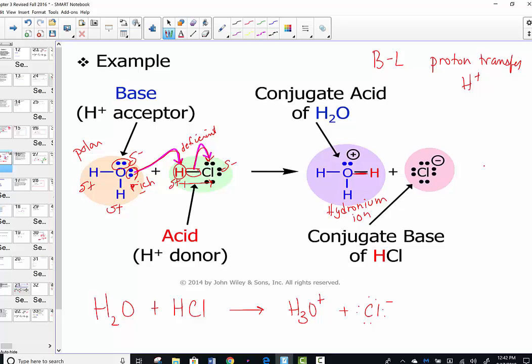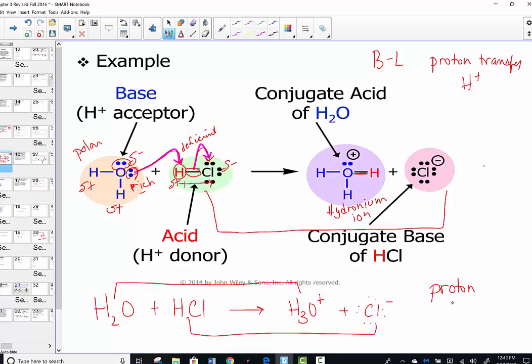In this particular example, what did we see? We see a conjugate pair. HCl and Cl negative differ by just one hydrogen ion. These are known as conjugate pairs. H2O and H3O positive are also known as conjugate pairs. We see a proton has been transferred.